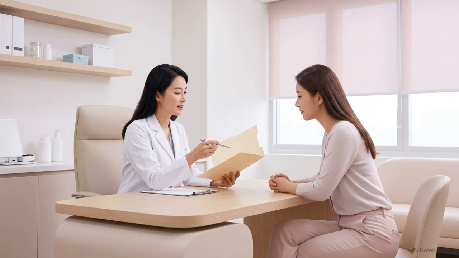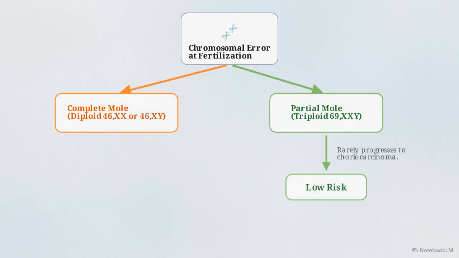After a molar pregnancy is identified and removed, the clinical priority shifts to monitoring the patient's long-term risk. The initial chromosomal error at fertilization determines the oncogenic risk profile for the patient. A partial mole has a more favorable prognosis. These rarely progress into choriocarcinoma. The complete mole pathway carries more significant dangers.